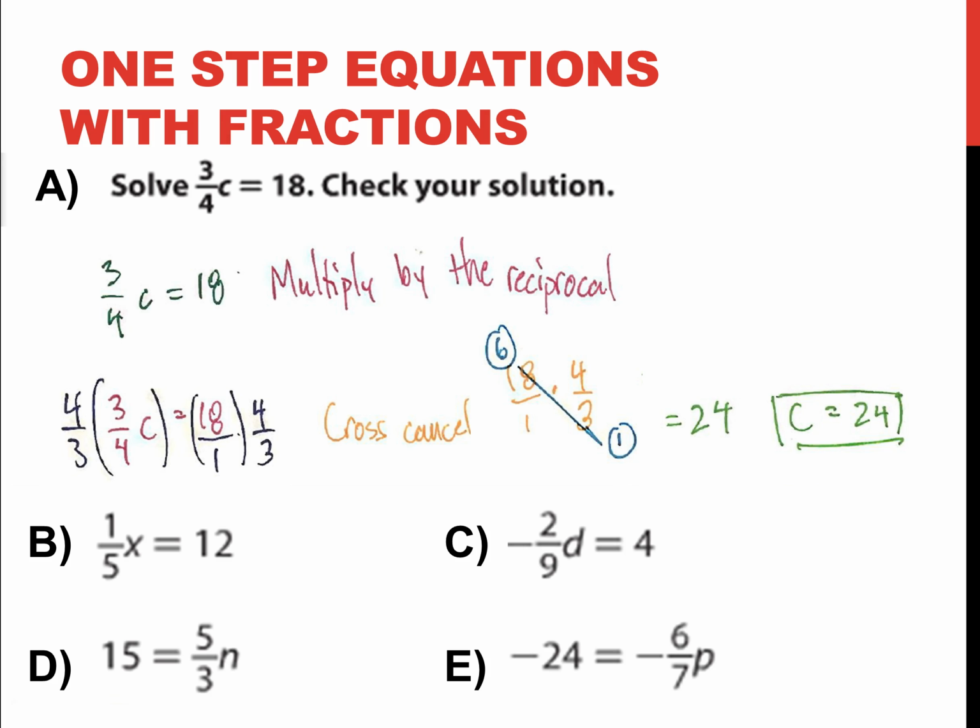All right, so I've got 4 more examples. B is 1/5 times x is equal to 12. C is negative 2/9 times d is equal to 4. D is 15 equals 5/3 times n. And E is negative 24 is equal to negative 6/7 times P. Excellent. So these are your 4 example questions.